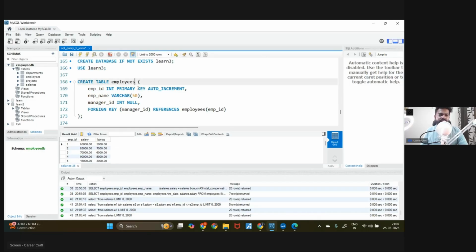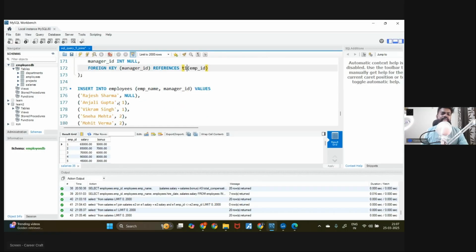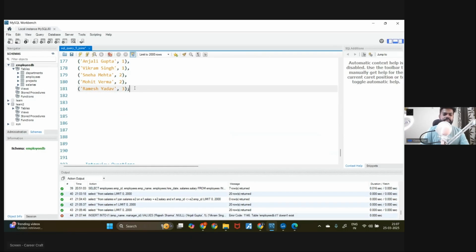So create table employees. Instead of employees, I will just write CREATE TABLE T1, because the employee table is already there. Employee ID is this, employee name is this, manager ID is this, foreign key is manager ID, references employees employee ID. Since this is T1, I'll keep it as T1. Then INSERT INTO T1, and these are the values, Rajesh and all.